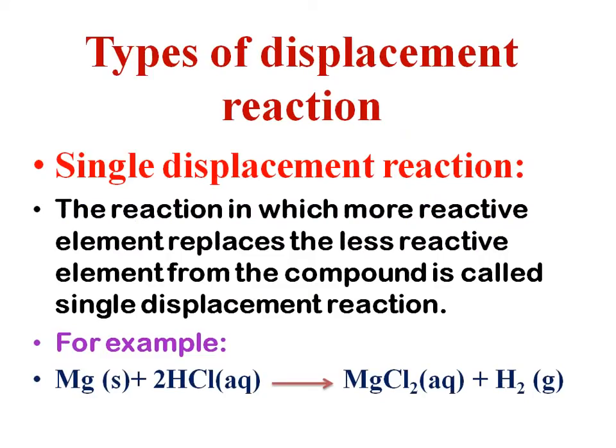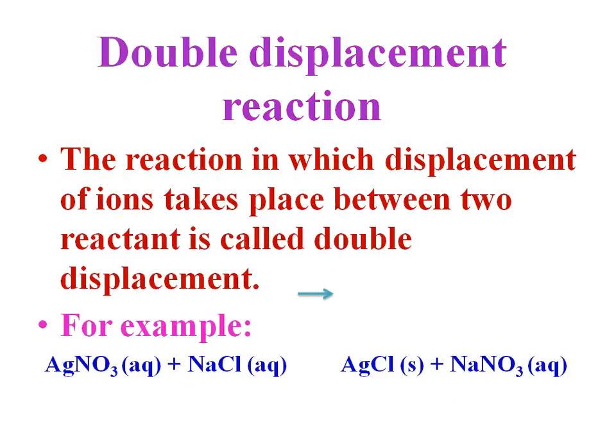Now the types of displacement reaction. Displacement reaction is of two types: single displacement reaction, in which only a single element displaces another element. But when we talk about a double displacement reaction, in this reaction the two elements displace each other. For example, with AgNO3, silver nitrate, and sodium chloride, silver displaces the sodium and sodium occupies the silver position in the silver nitrate. In this way they form a double displacement reaction.